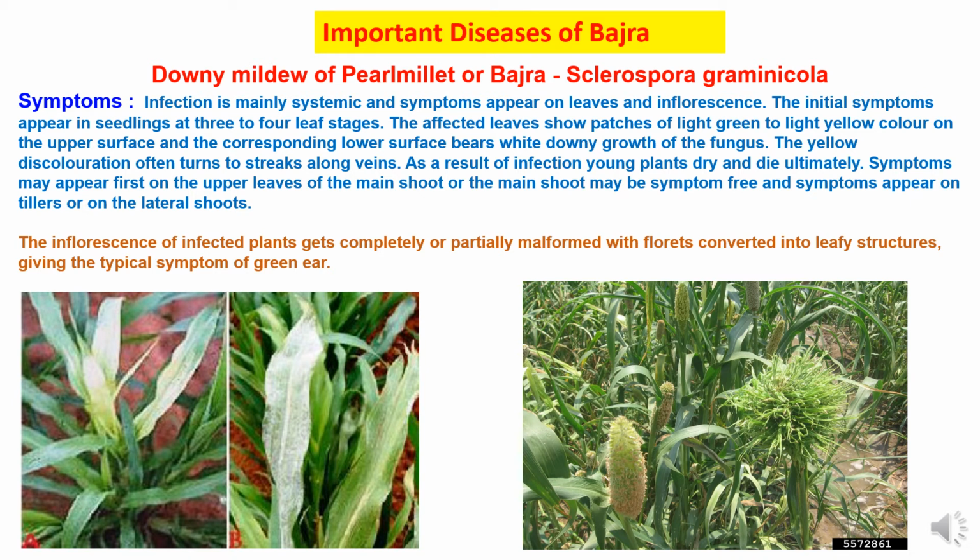Symptoms may appear first on the upper leaves of the main shoot, or the main shoot may be symptom-free and symptoms appear on tillers on the lateral shoots. The inflorescence of infected plants gets completely or partially malformed, with florets converted into leafy structures, giving the typical symptoms of green ear.